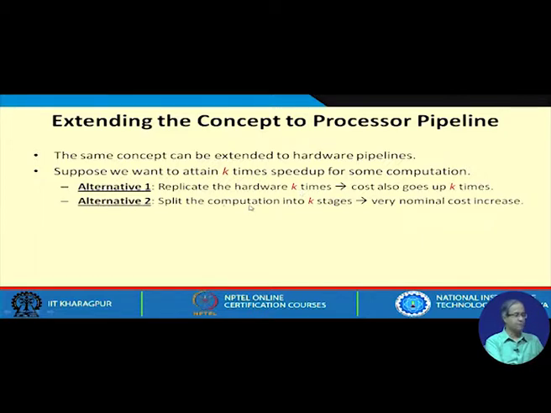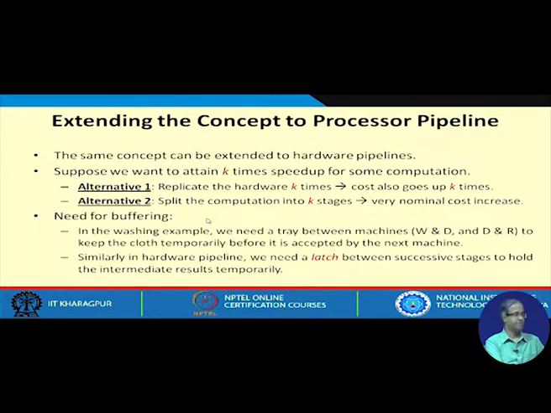Alternative 2 is the pipeline. We are splitting the computation into k number of stages. This will involve a very nominal increase in cost, but potentially it can give you a speed up of k, right. But one thing is required which we ignored.